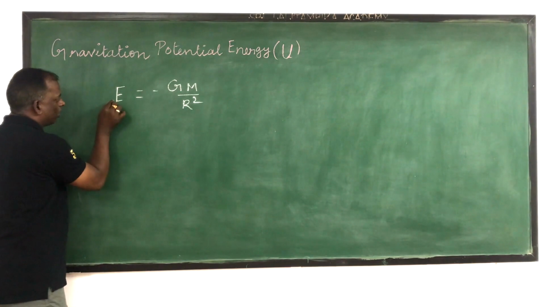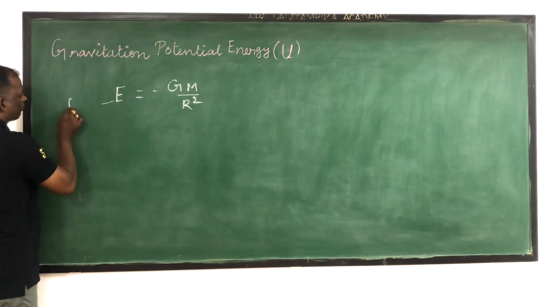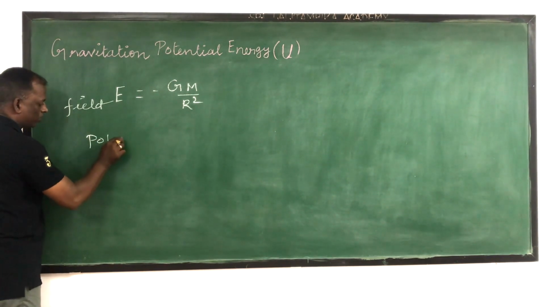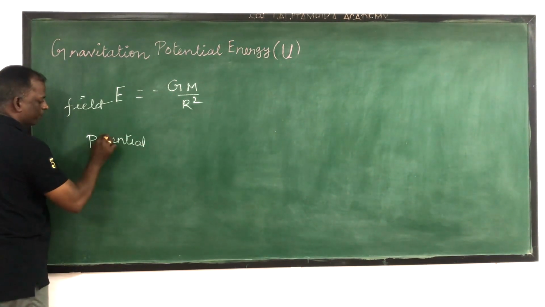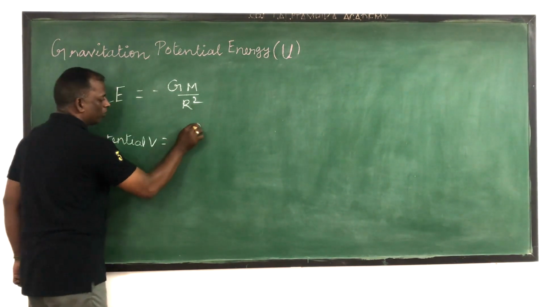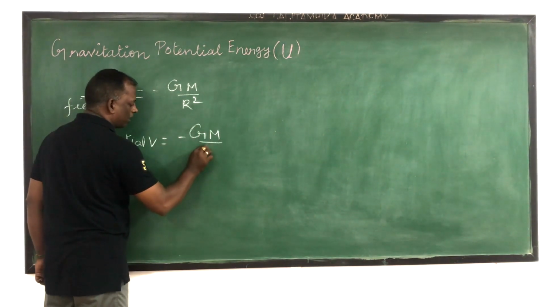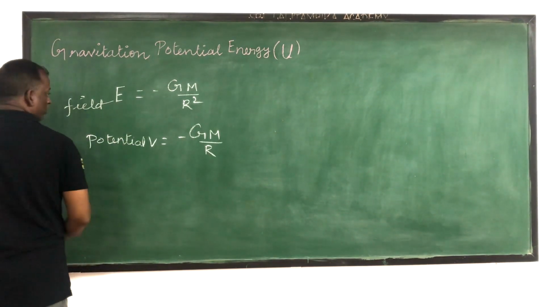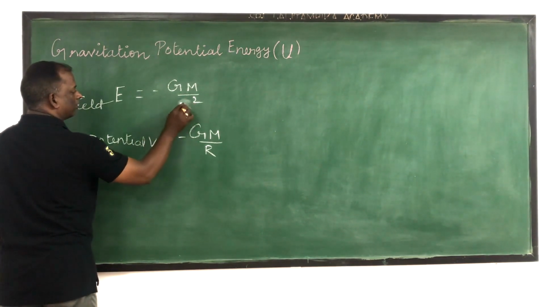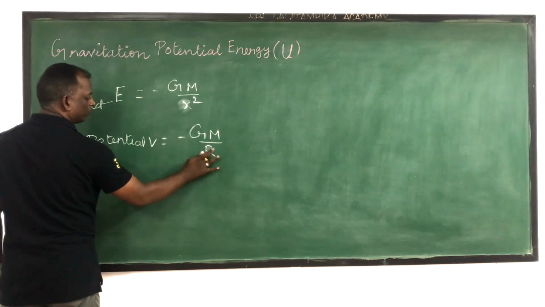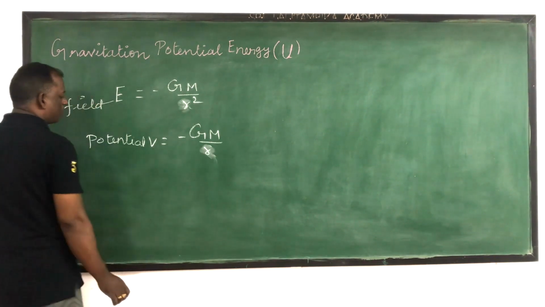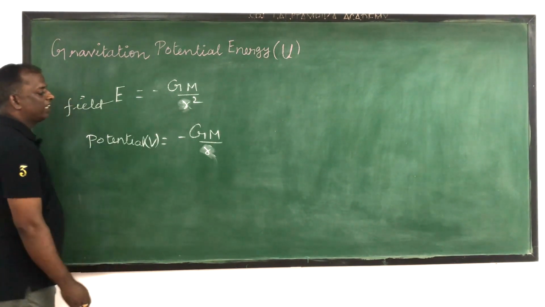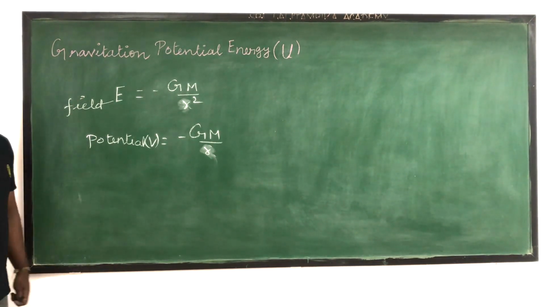What is potential? So this is field. Potential V is equal to minus GM by r. So the potential நம்ம என்ன சொல்றோம்? Potential V is equal to minus GM by r.